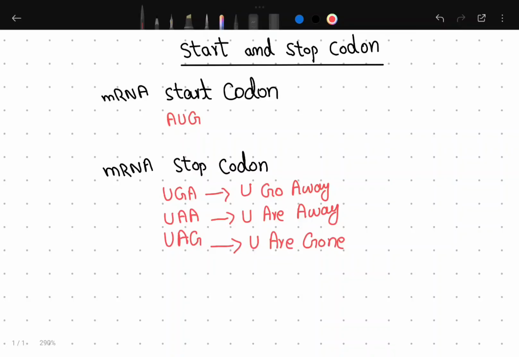Now we will talk about start and stop codons. There is an mRNA start codon and an mRNA stop codon. AUG is the mRNA start codon. It inaugurates protein synthesis. Protein synthesis starts at the AUG start codon. In eukaryotes, it codes for methionine.